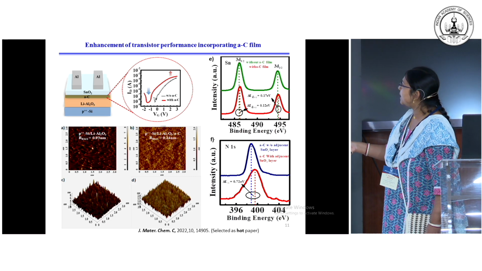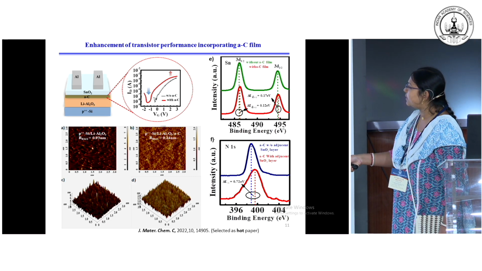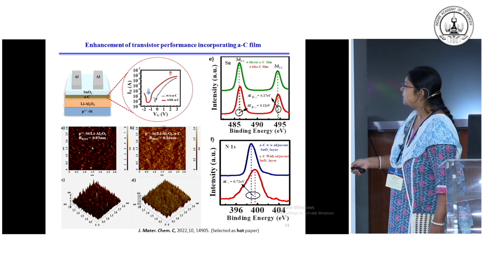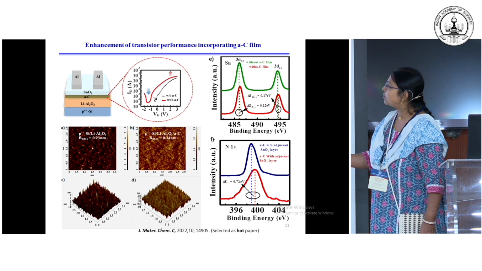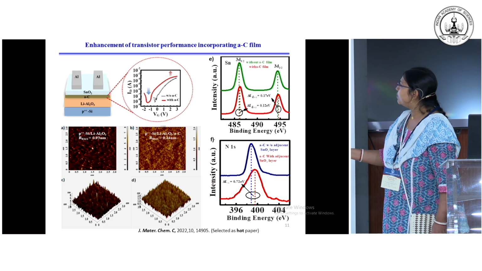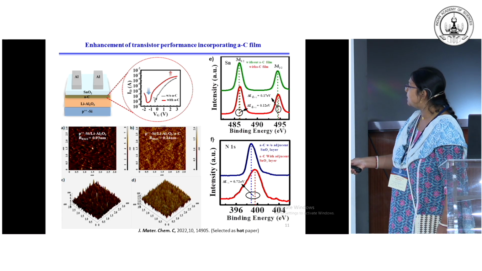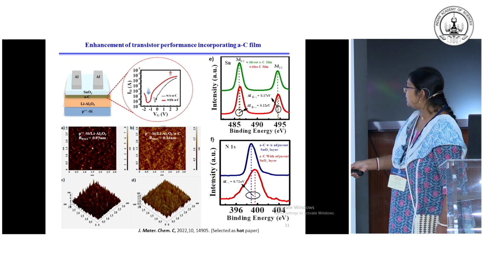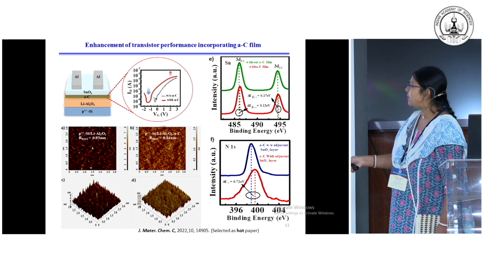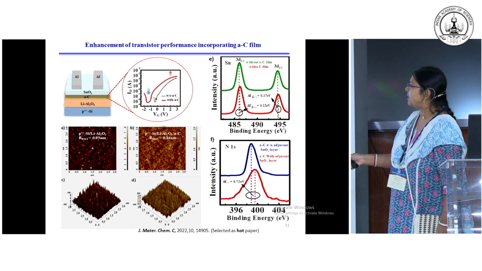And from the XPS also we found that this amorphous carbon film having nitrogen doping helps in the better growth of SnO2 layer. We can see the significant shift in the N1s region of nitrogen dopant of amorphous carbon film and the tin of SnO2 layer.